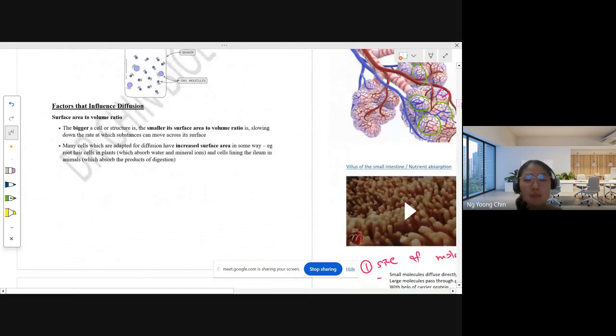Okay, so now we talk about the factors that influence diffusion. One factor is the surface area to volume ratio. If you want your diffusion to happen at a faster rate, you should be able to increase your surface area. If you have a greater surface area, you are able to increase the rate of simple diffusion.